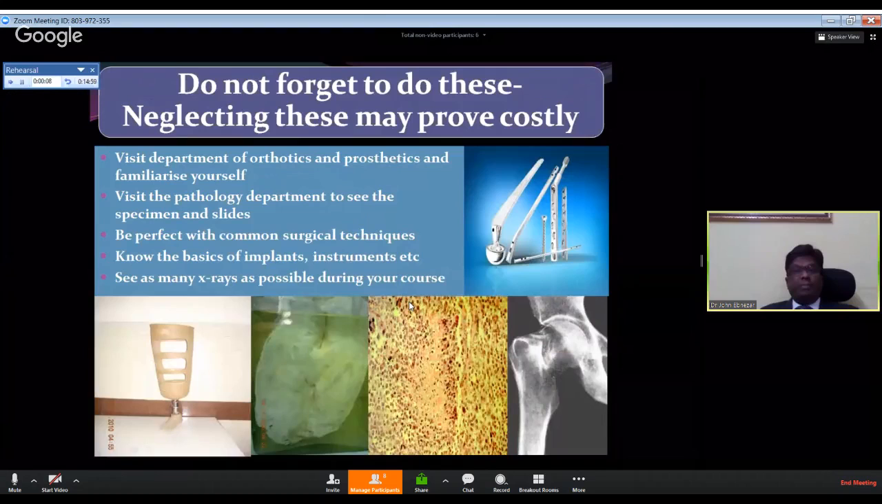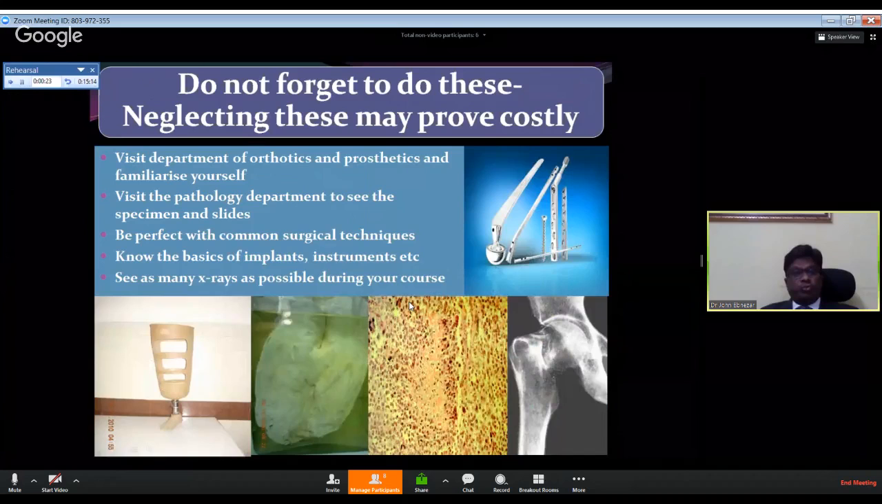Visit the Department of Orthotics and Prosthetics and familiarize yourself. Visit the Pathology Department to see the specimens and slides. Be perfect with common surgical techniques. Know the basics of implants and instruments. See as many X-rays as possible during your course.